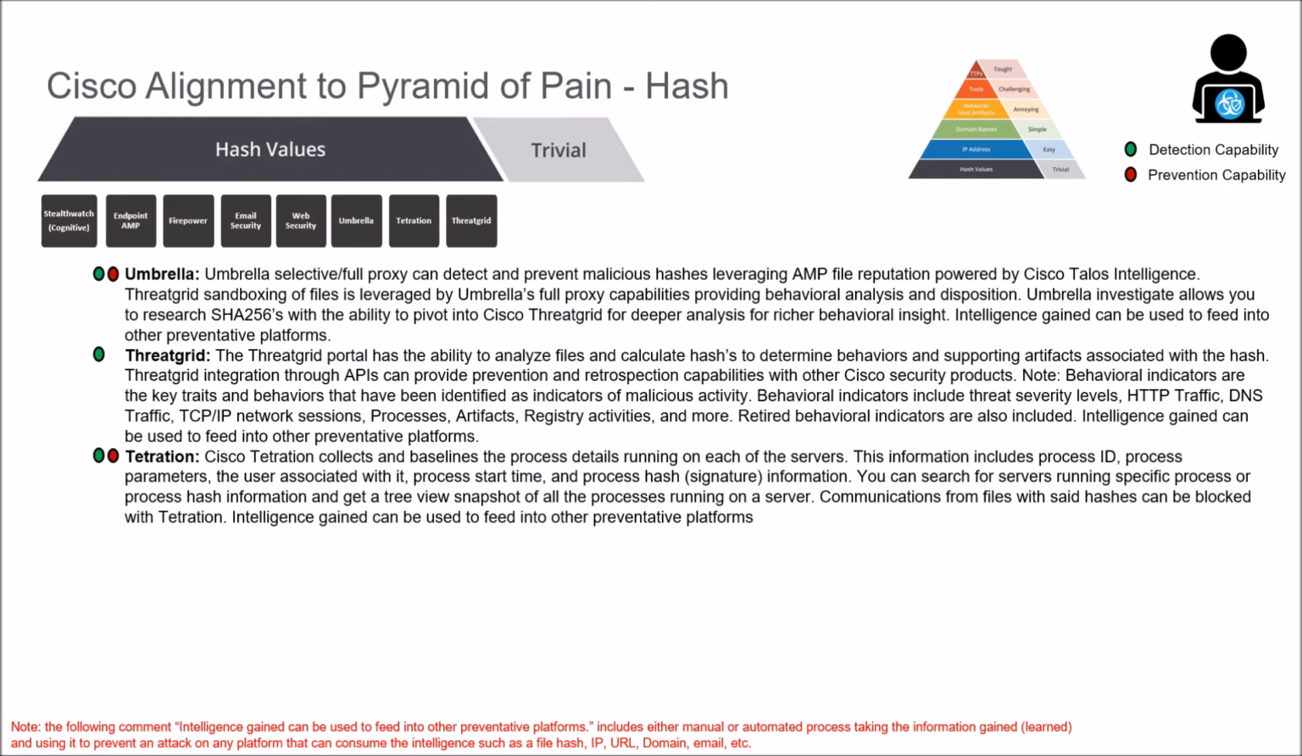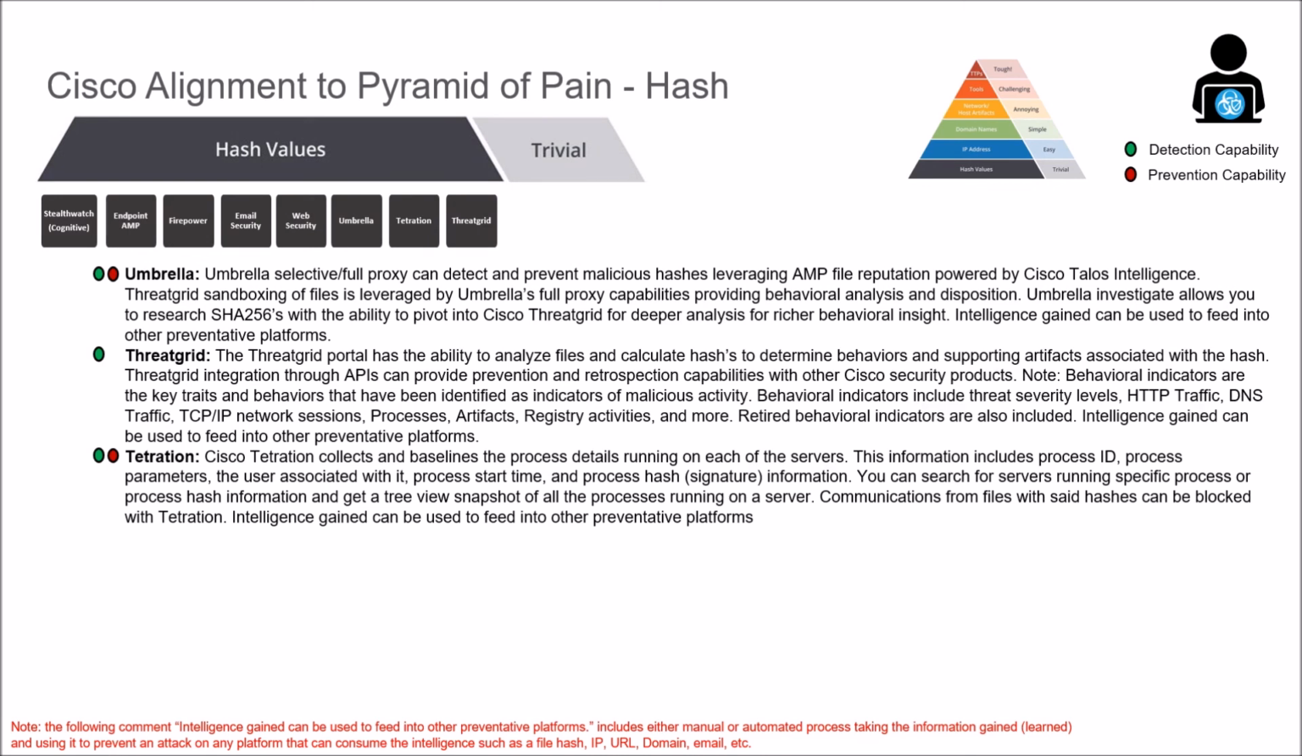Tetration, now you get into Tetration, which can baseline the processes and understands how the process needs to communicate on the network. The information includes process ID, process parameters, the user associated with it, process start time, hash, signature information. You can search for servers running a specific process or a process hash and get a tree view snapshot. Actually, it's pretty cool, around all the processes that are running on the server. Communication from files and said hashes can be blocked with Tetration. Again, intelligence gained in this platform can be used in preventative capabilities.